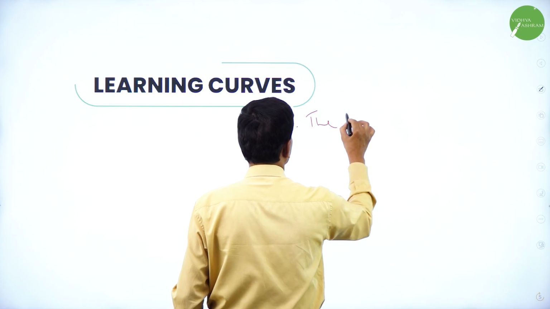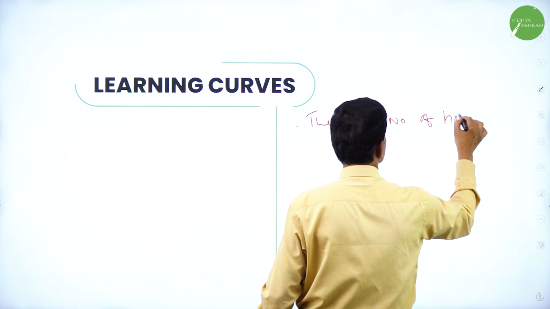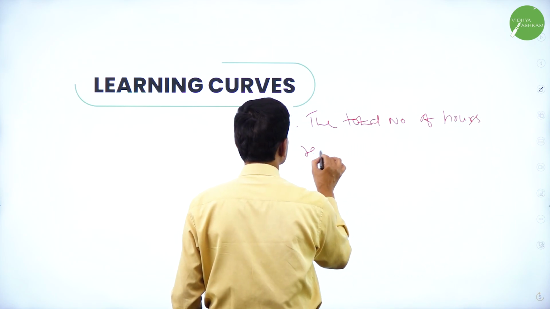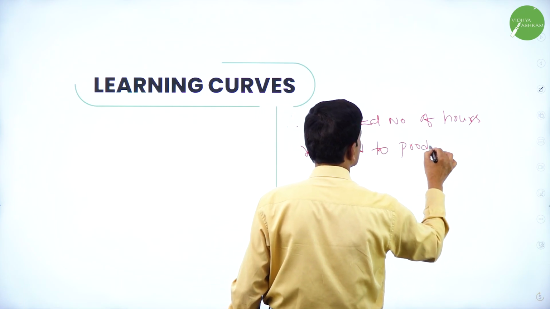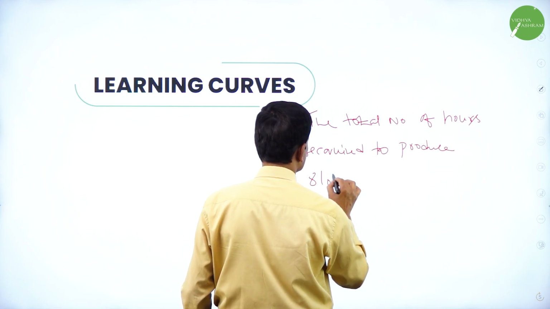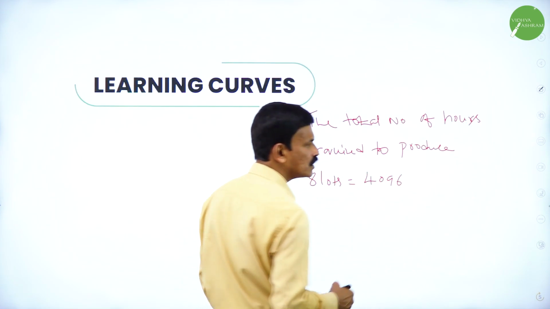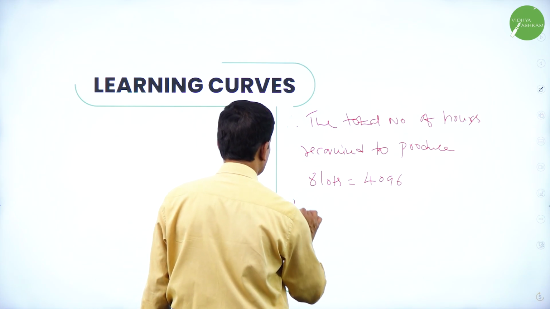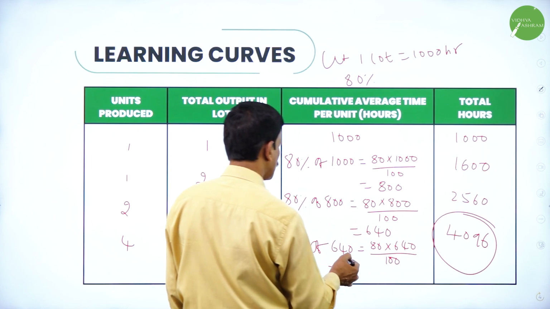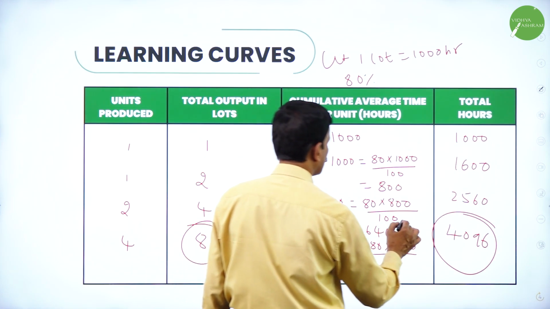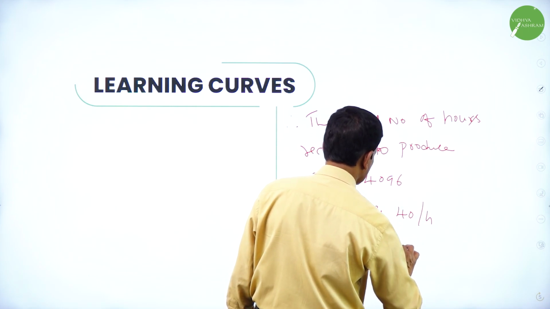Therefore, the total number of hours required to produce 8 lots is equal to 4096. Now, at the rate of rupees, what is the amount? 40 per hour, labor cost. 40 per hour. This is the labor cost.